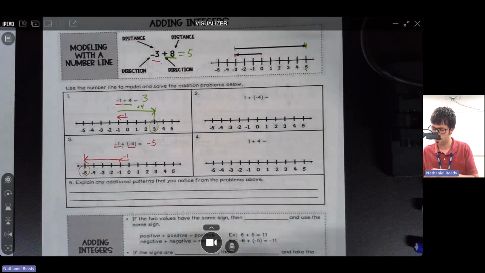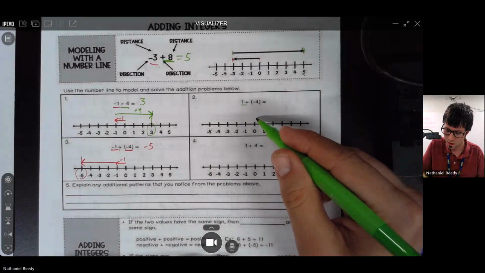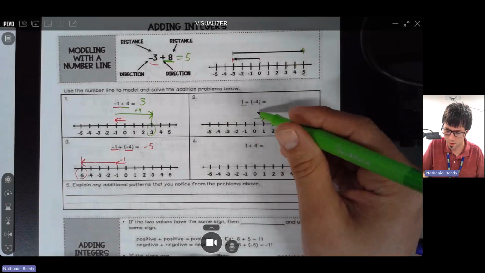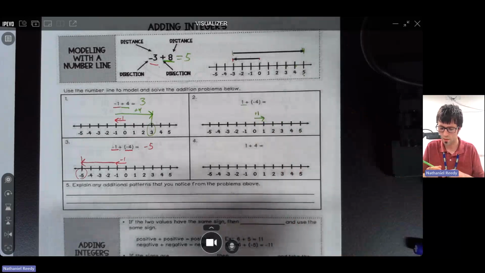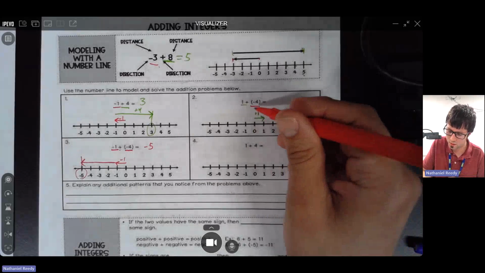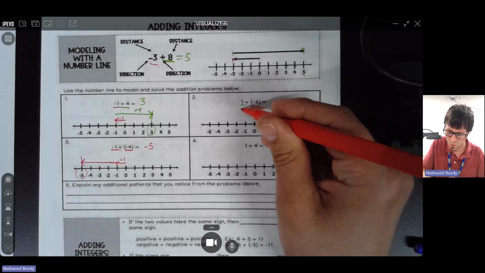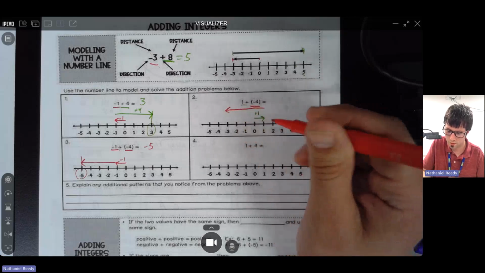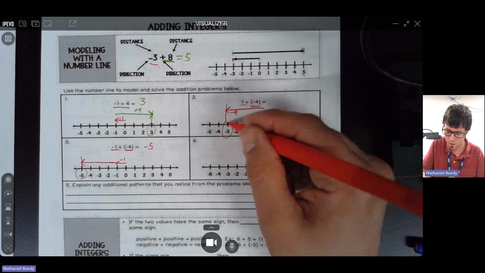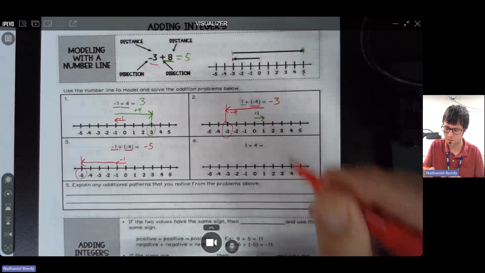So let's see how you did. 1, I go 1 to the right. That's a positive number, so that's adding 1. Then -4, I remember that since it's a negative number, I'm going to the left now. So now I go 1, 2, 3, 4 to the left. That's -4. And where did I stop at? -3. So -1 plus a -4 is -3.